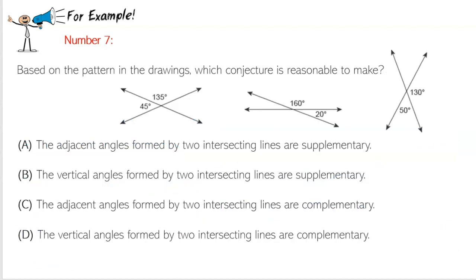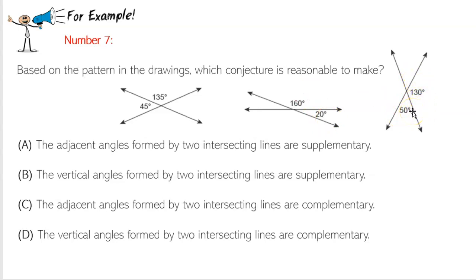Number 7, based on the pattern of the drawings, which conjecture is reasonable to make? So let's look at the drawings. We have these two next to each other. They add up to 180 degrees. These two are next to each other. They also add up to 180 degrees. And these two are next to each other.